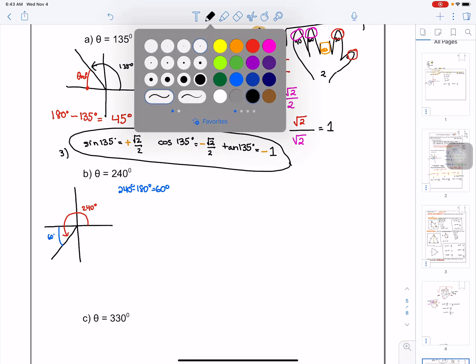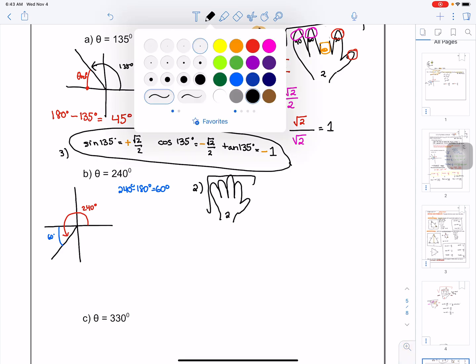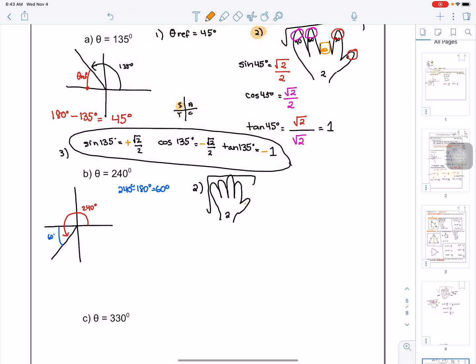So I recall my step 2, which is locating that triangle or locating that appropriate finger on my hand. So I want to locate the 60 degree finger. So 0, 30, 45, 60. This is the finger that's going to get bent down, and there's my fancy nail. Okay, so this is the finger that gets bent down.